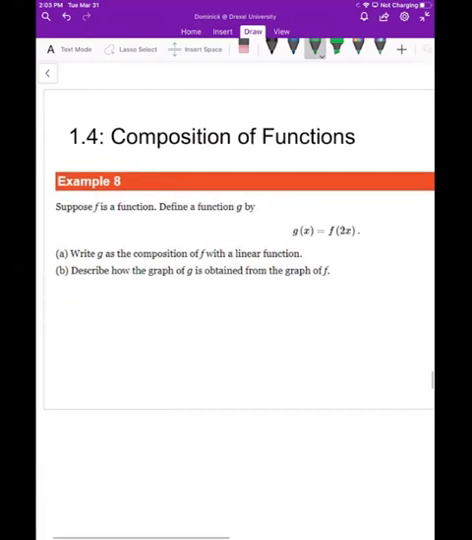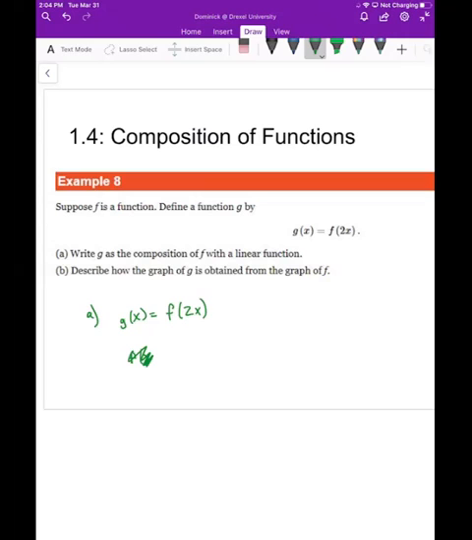Now in this one, we want to know if we can do the same thing. Can we write g as the composition of f with a linear function? So again, the idea is similar here. So now g is obtained by taking f of 2x, right? So now I would need something like this. I would need sort of like my f of x. I would need, let's see, what's the best way to say this?